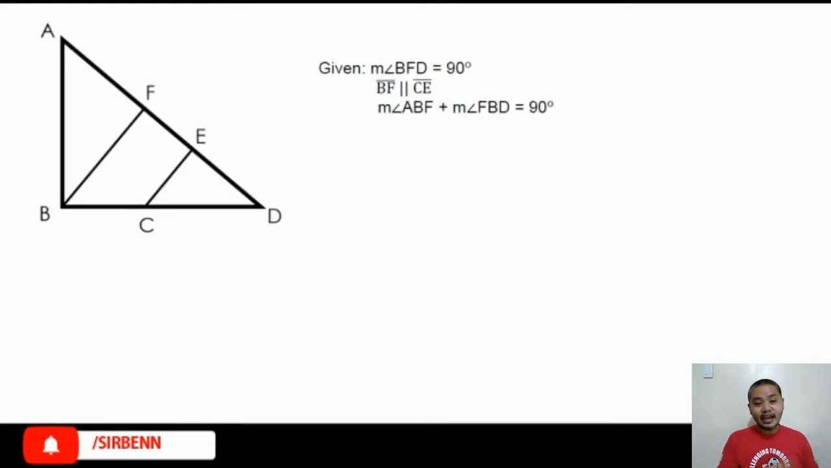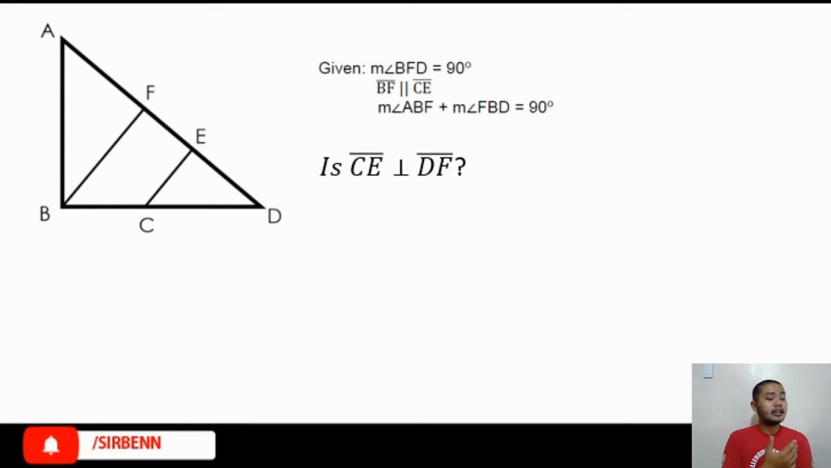Madali lang, napakadali lang ng topic na to. Walang solving dito, walang proving. It's just a matter of looking at the figure properly. Okay, so we have here a triangle ABD. Yung given dito, yung measurement ng angle BFD is 90 degrees. Side BF is parallel to side CE. Tapos, yung measurement ng angle ABF plus the measurement of angle FBD is equal to 90 degrees. Tanong ngayon dito is side CE perpendicular to side BF.